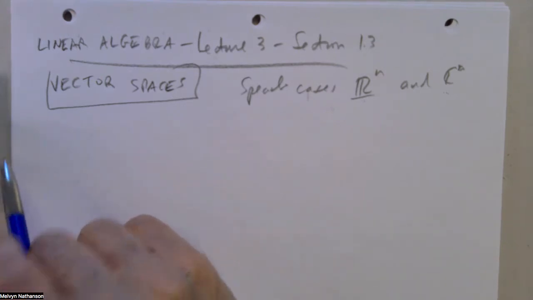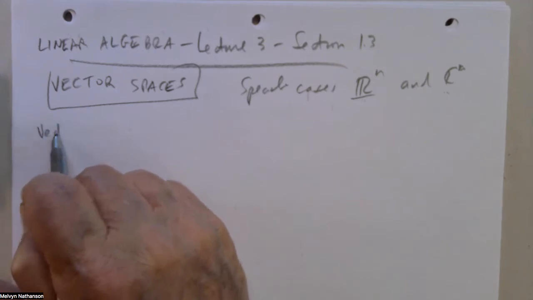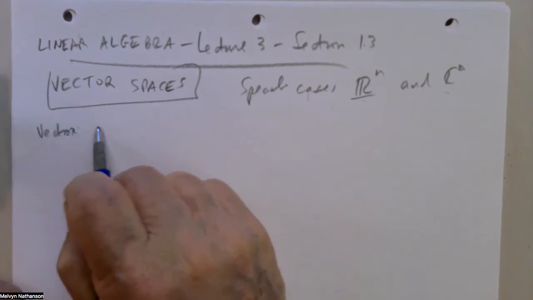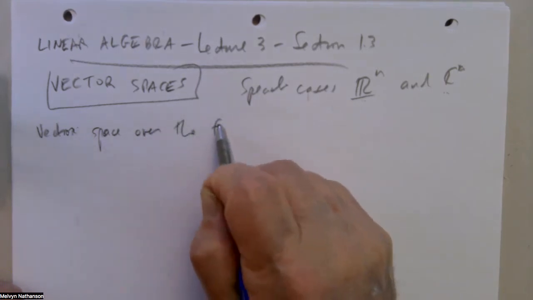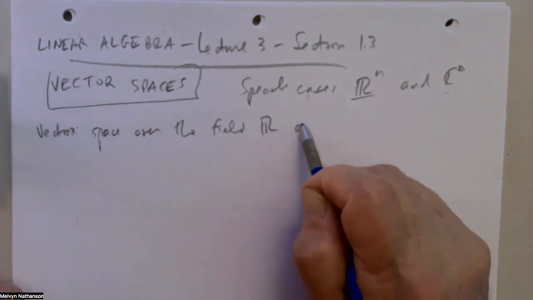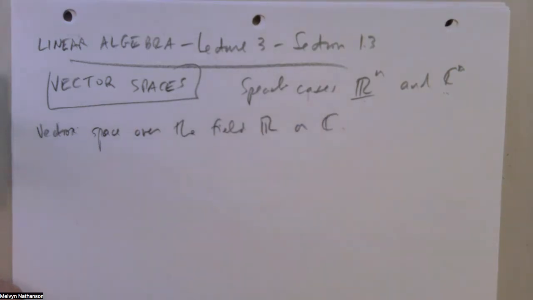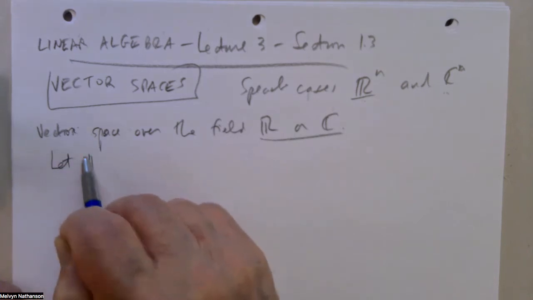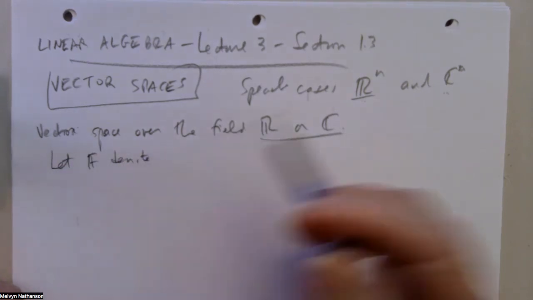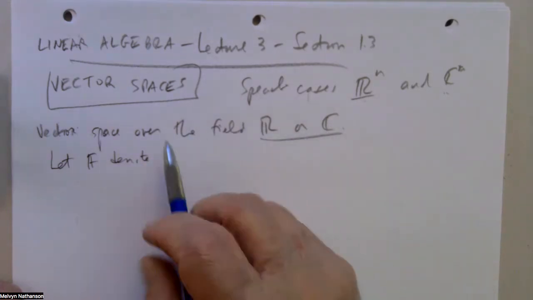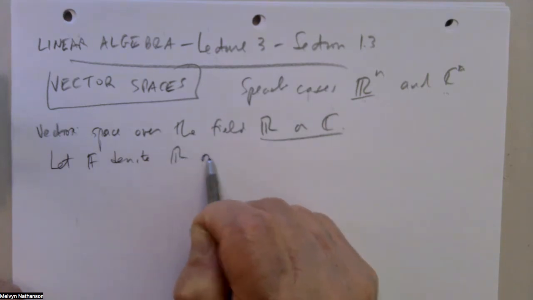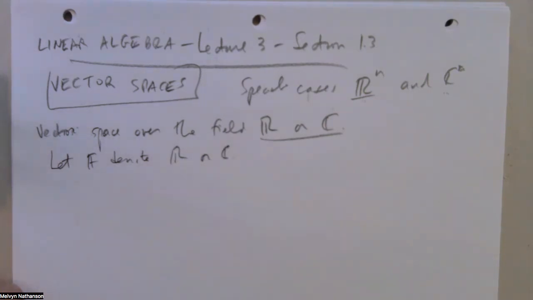So we can have vector spaces over the field of real numbers R, or the field of complex numbers C. So I'm going to use, let's say, the letter F to denote both R and C. So pick one, but everything applies equally to the real numbers and the complex numbers. So what is a vector space?